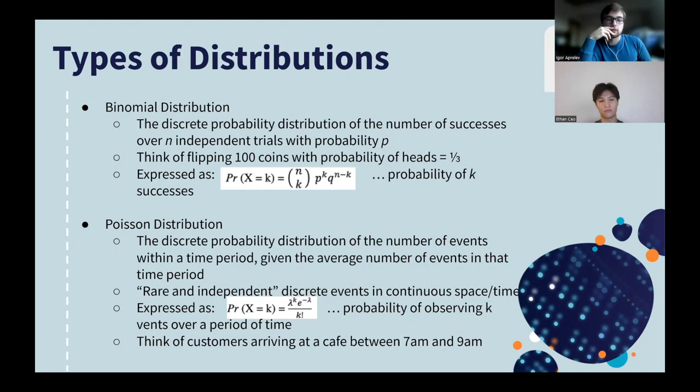An example would be, say you're flipping an unfair coin with the probability of heads being 1/3. We can model how many heads you're expected to get over 100 coin flips by using a binomial distribution, how many quote unquote successes you're going to get over 100 coin flips. You have this formula here as well. This is the probability of X equals k, so the probability that you have k successes.